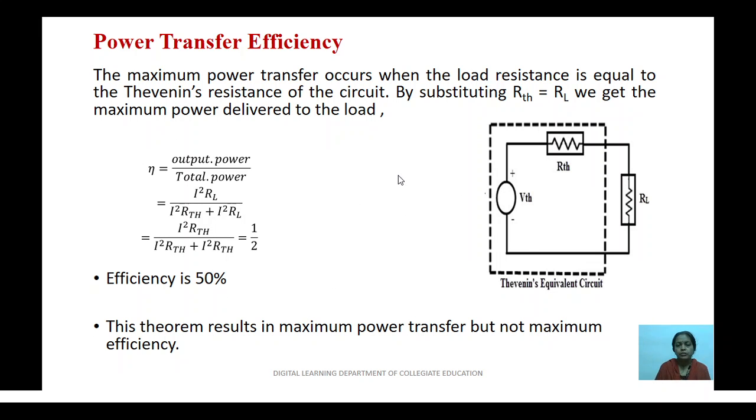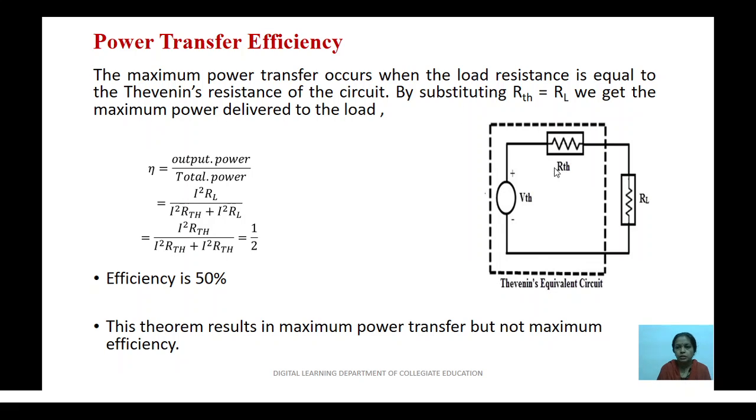So maximum power does not guarantee maximum efficiency. The maximum power transfer occurs when the load resistance is equal to the Thevenin resistance of the circuit. That's what we have proved just now. The maximum power transfer occurs when the load resistance is equal to the Thevenin's resistance of the circuit. So by substituting RTH equal to RL, we get the maximum power delivered to the load.